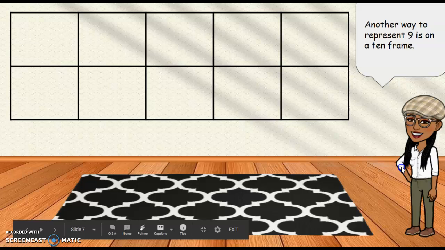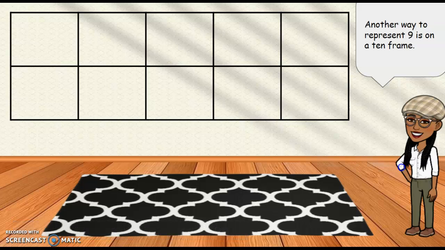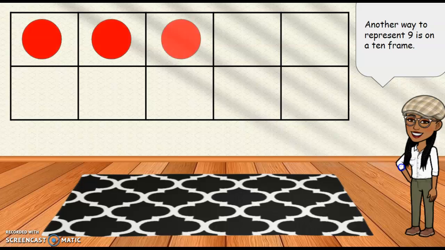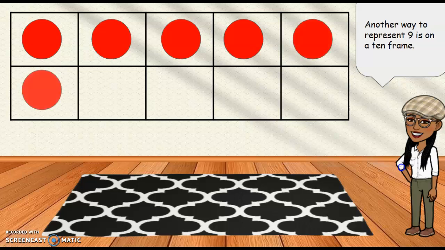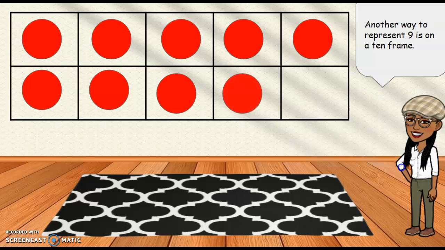Another way to represent 9 is on a 10 frame. So let's do it. Ready? Let's count. 1, 2, 3, 4, 5, 6, 7, 8, 9. Okay. So this is 9 counters.